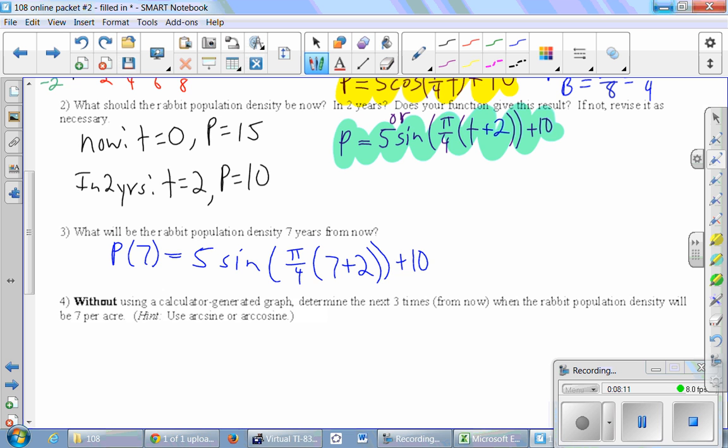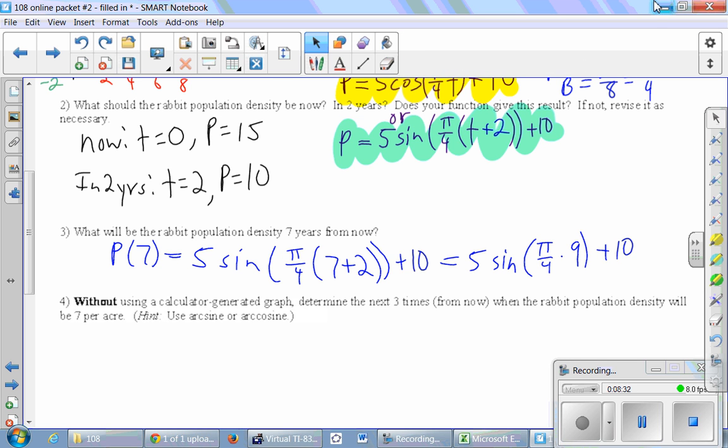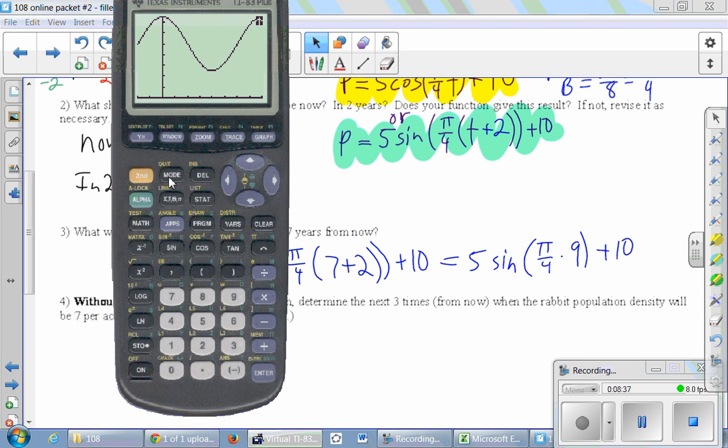Okay, I'm going to use my calculator ultimately, but before I do, I'm going to go as far as I can without, because it's quite a complicated thing to just type in as it sits, and I think if you can do some simple stuff in your head, you can eliminate some of the complicated typing. So 7 plus 2 is 9. I would never type 7 plus 2 into my calculator. And then this one I think we can type in, so let's type that. Okay, so we got 5 sine, make sure you're in the right mode, pi divided by 4 times 9, plus 10.